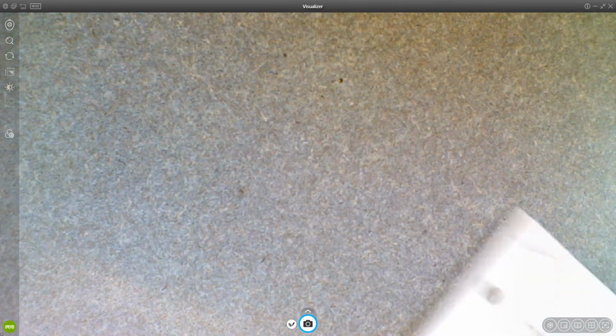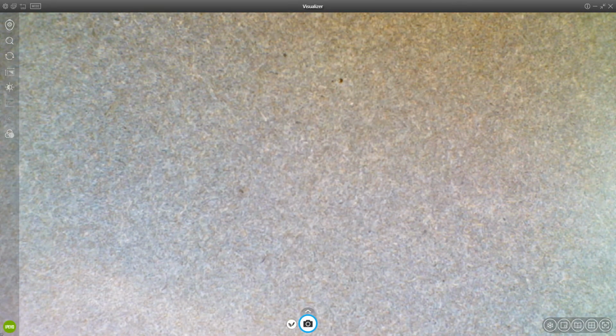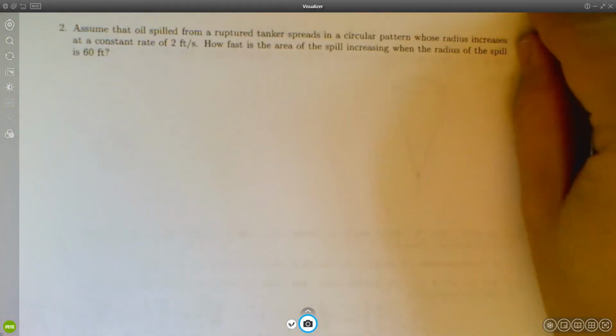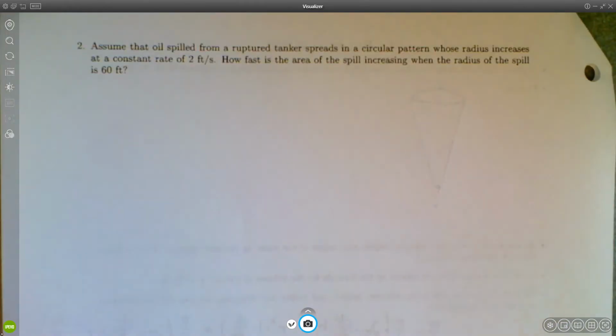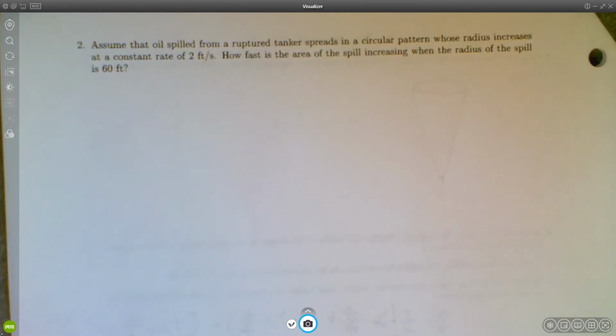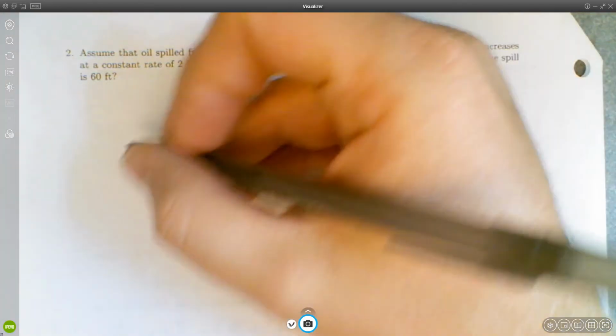Now let's look at an actual scenario. By the way, obviously I'll have a link to these notes in the module where I post this video. Number 2 here says, assume that oil spilled from a ruptured tanker spreads in a circular pattern whose radius increases at a constant rate of 2 feet per second. How fast is the area of the spill increasing when the radius of the spill is 60 feet? At first glance that might seem kind of complicated, but if you draw a picture and start trying to relate these things to one another, it becomes pretty easy.